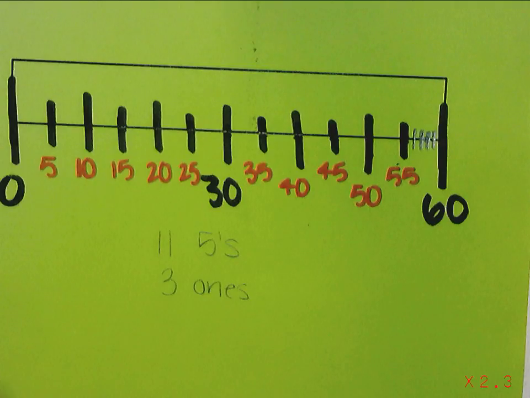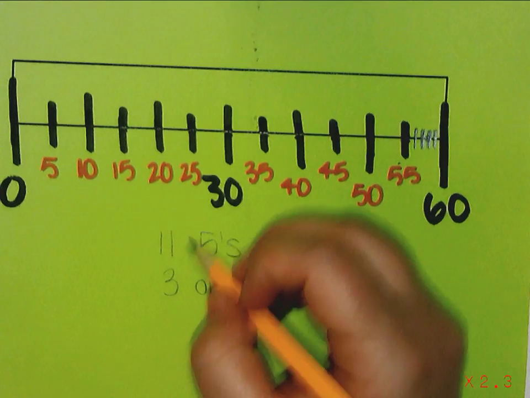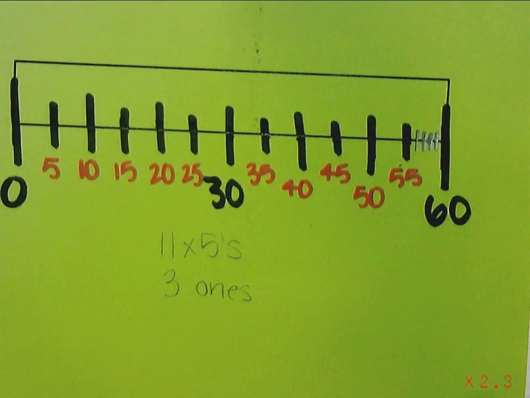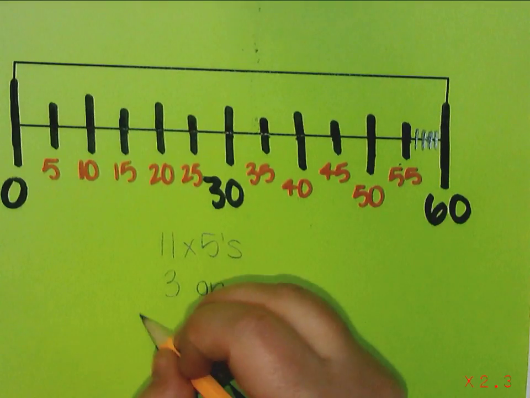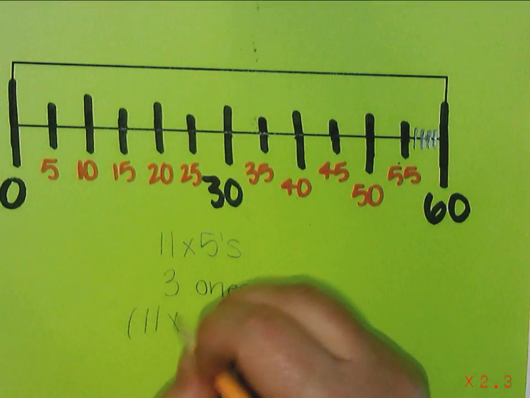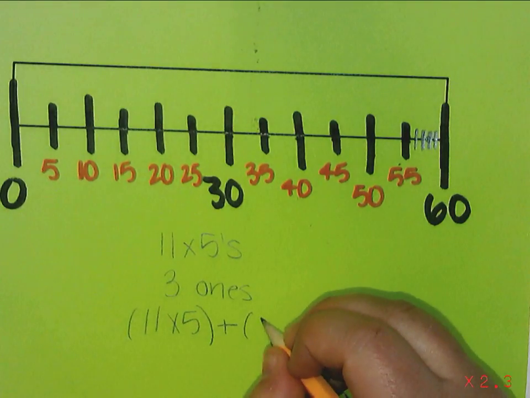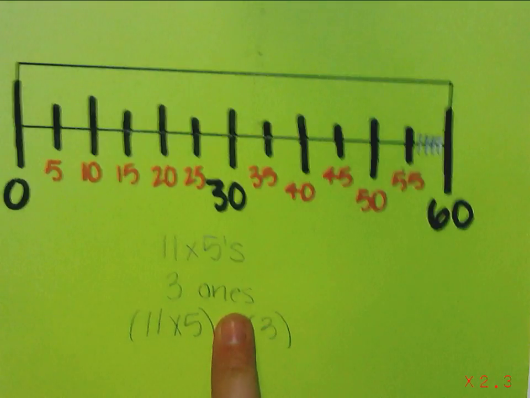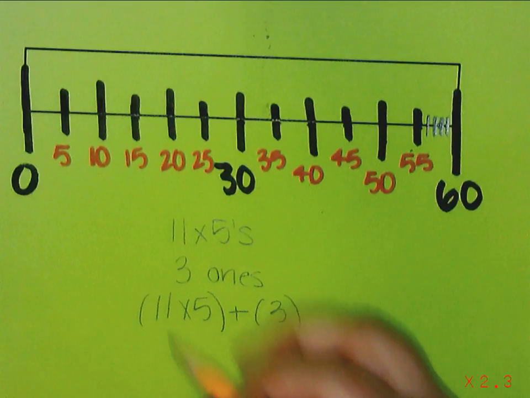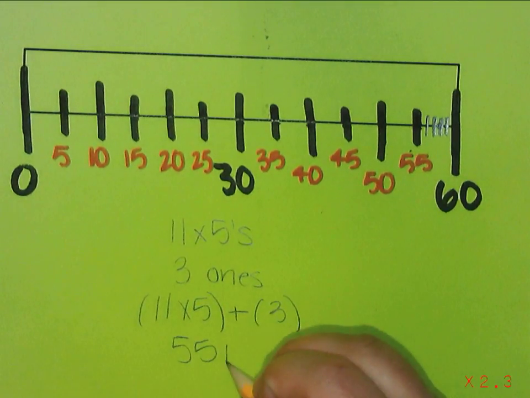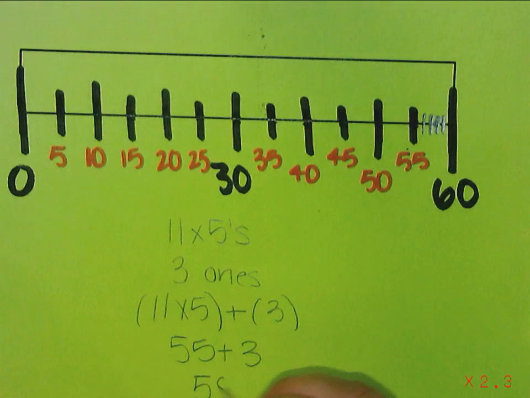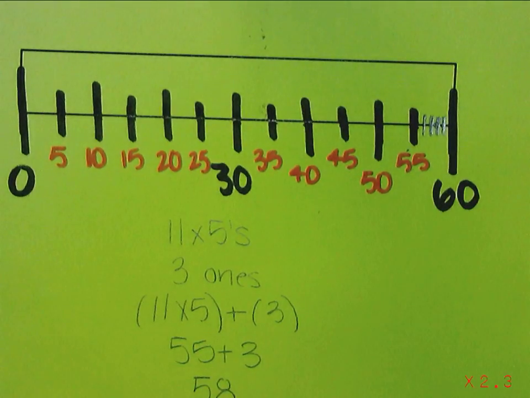So, if I want to make this even more mathy and get more into this, what I would do is then I would have 11 times 5, which is 11 times 5 plus 3, because 3 times 1 is always going to be 3. So 11 times 5 is 55 plus 3, and look at that. I get 58. Okay.